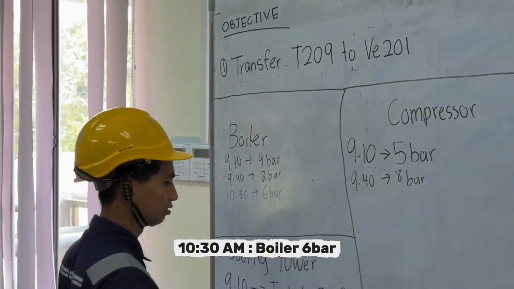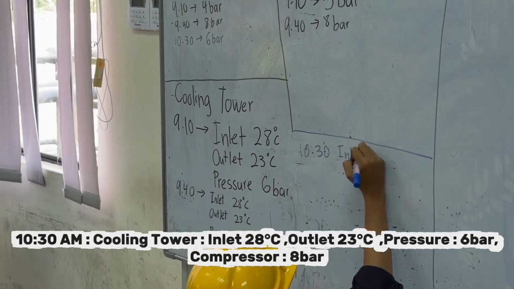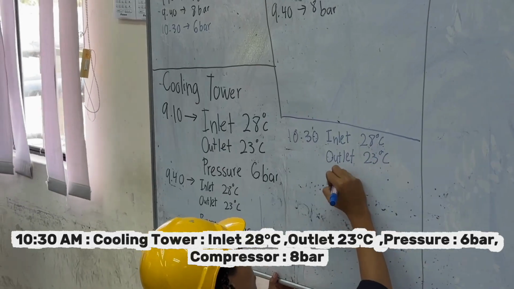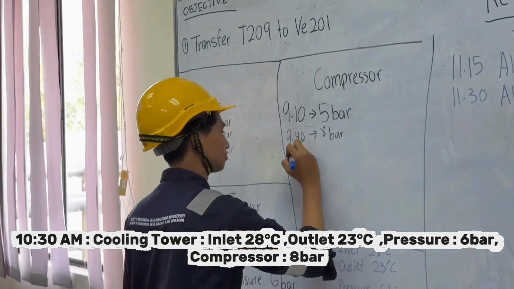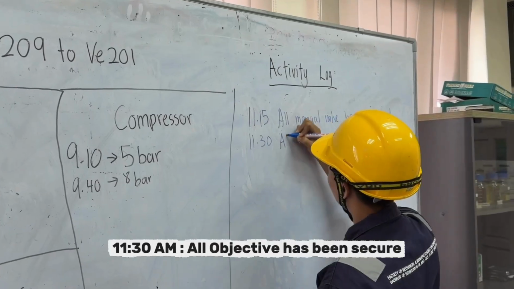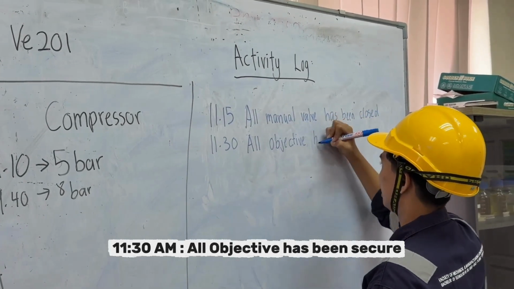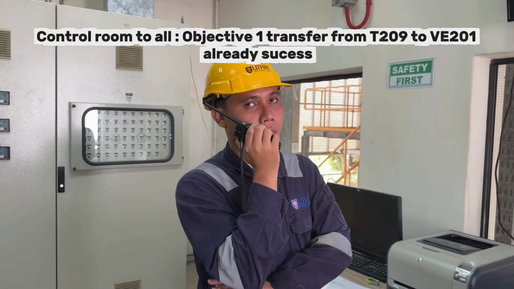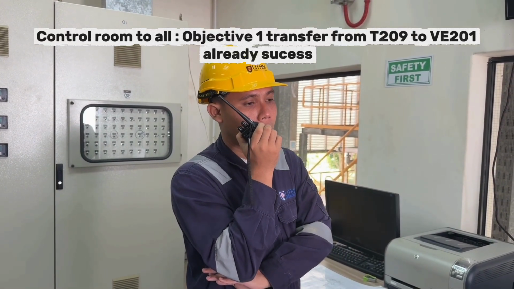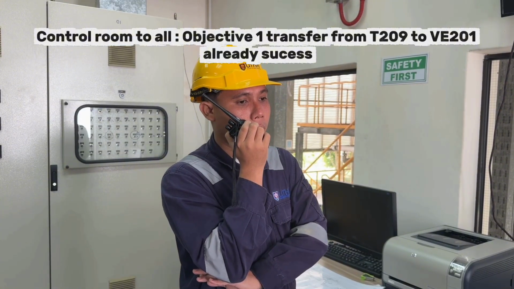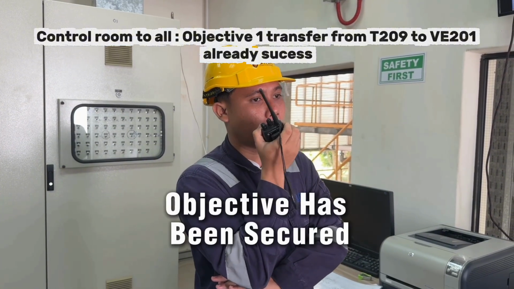10:30 AM, boiler 6 bar. 10:30 AM, cooling tower inlet 28 degrees Celsius, outlet 23 degrees Celsius, pressure 6 bar. Compressor 8 bar. 11:30 AM, all objectives have been secured. Control to all: for the first objective, transfer from T209 to V201 is a success.